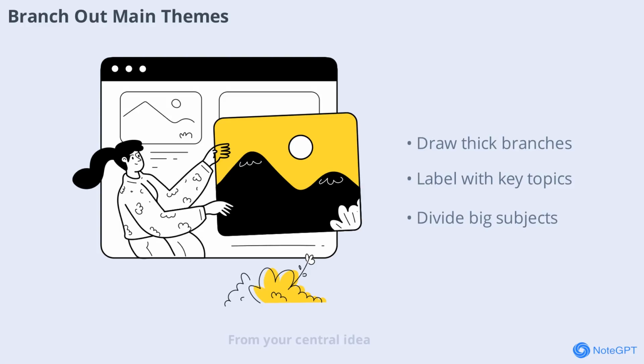From your central idea, draw thick branches outward for each main theme or chapter. Label each branch with a key topic. For example, if your central idea is biology, your branches might be cells, genetics, and ecology. This step breaks down big subjects into manageable parts, making it easier to tackle complex material.